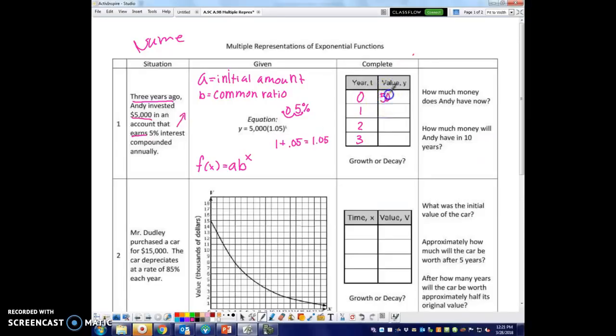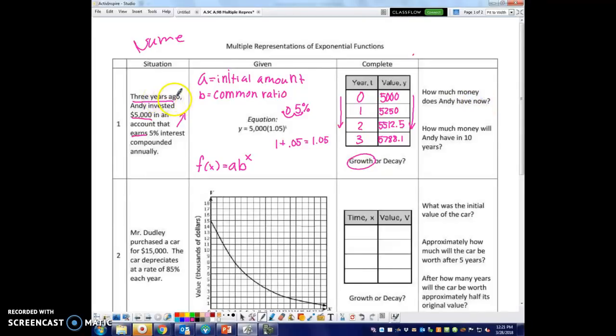So 5,000, 5250, 5512.5, and 5788.1. Is this growth or decay? So as this increases, this one is also increasing. So is it growing or is it decaying? It's growing. How much money does Andy have now?